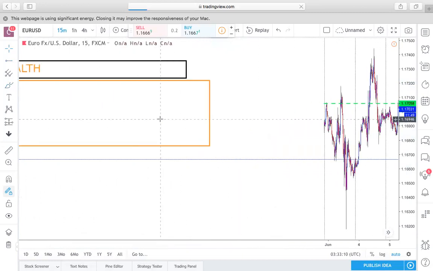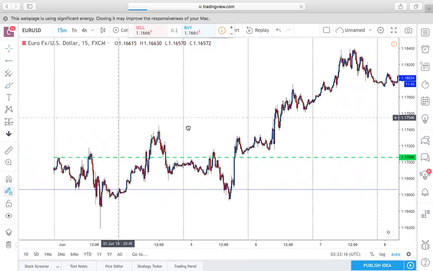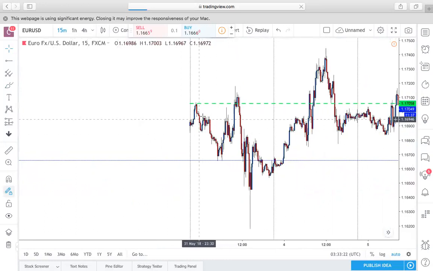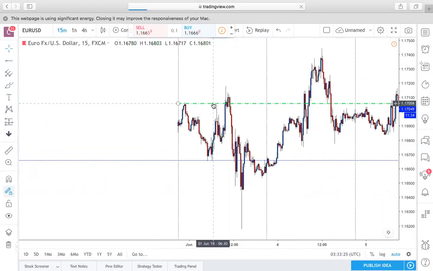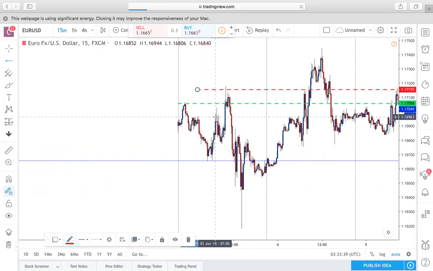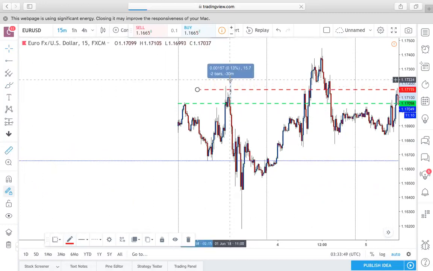So, like I said before, that stop hunt is the confirming entry to our M formation there. And the reason, like I said in the previous video, is that people will place their sell limit here, or their sell stop here, and their stop loss right above here. But you've got to keep in mind that the spread will also add a few more pips onto that, which will result in you getting stomped out before the market reverses.